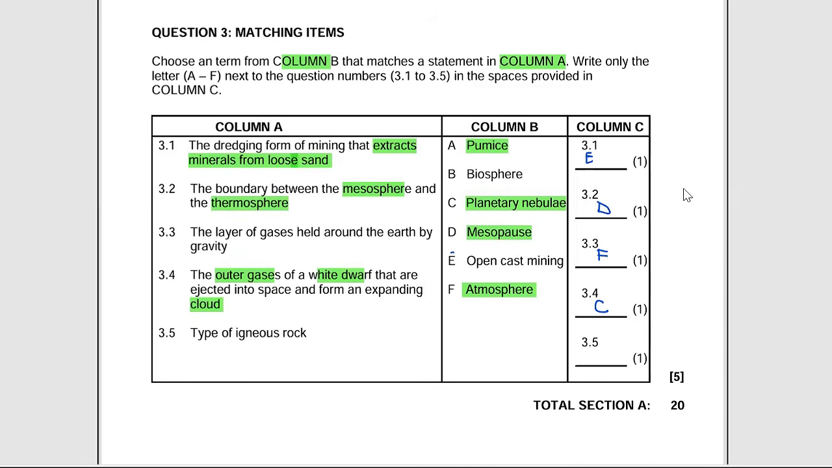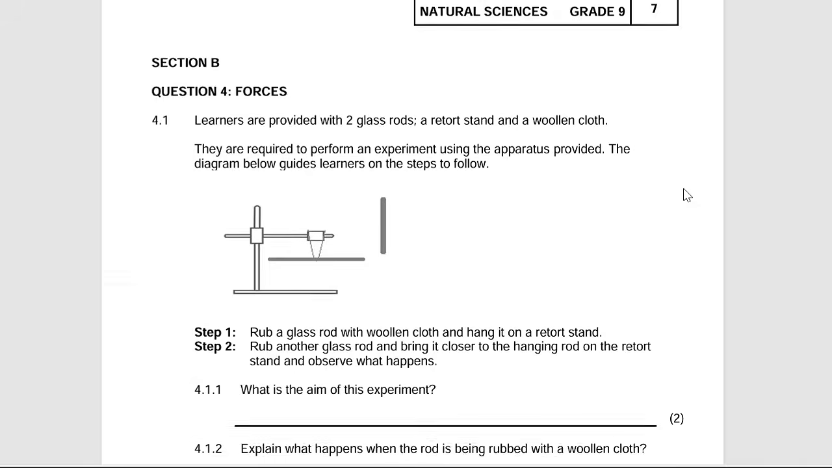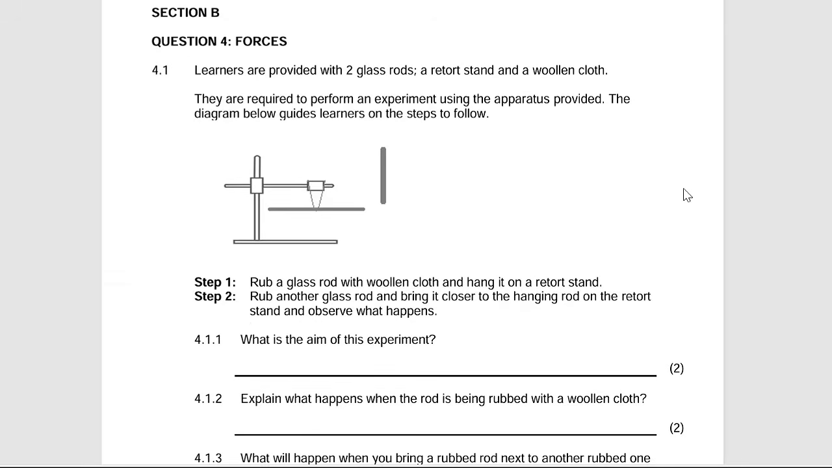So our option A is the correct answer. Then we proceed to the next question there. So the next question says, section B, question 4.